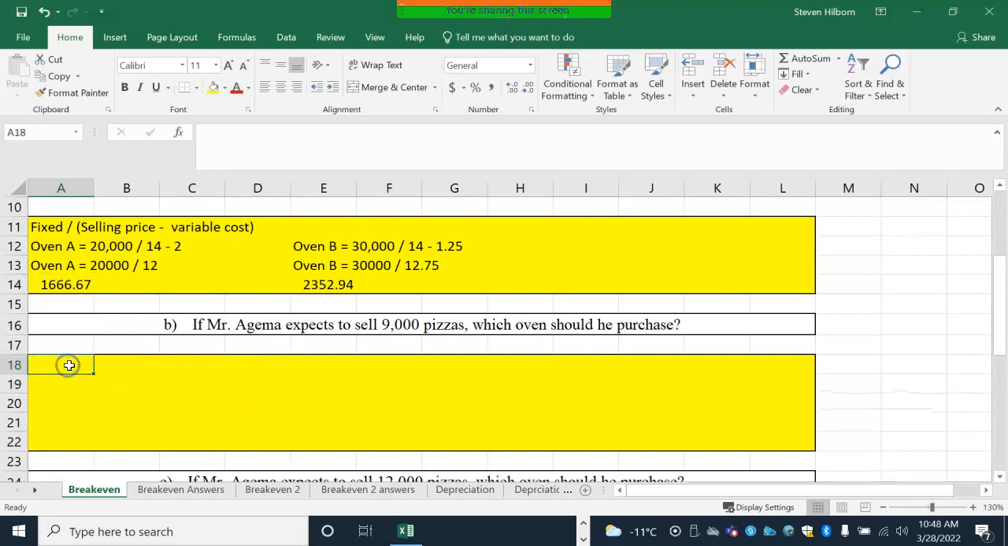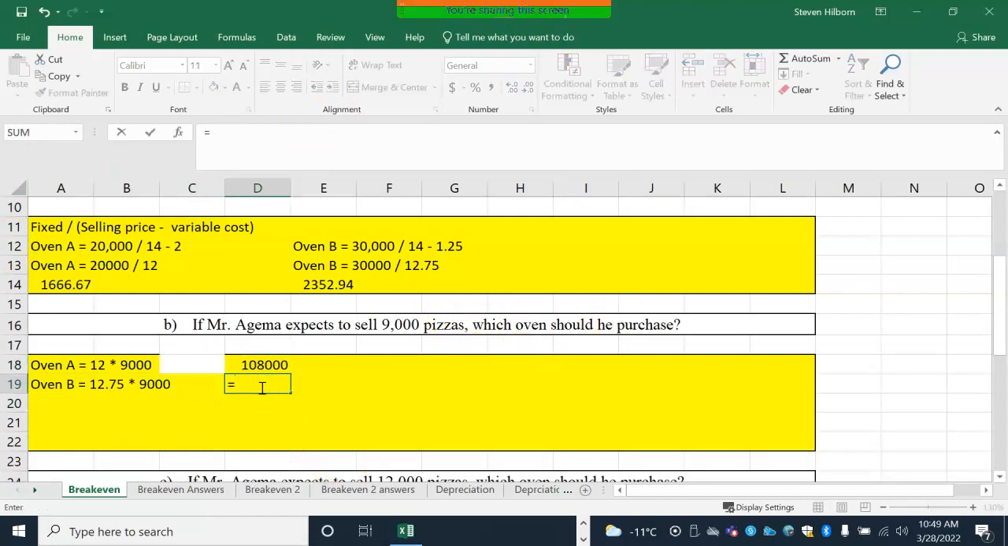So here you're going to start looking at oven A. It's basically 12 times, so that's $12 a pizza is what we're selling it for after our variable cost. And then we're going to times it by 9,000. And that will equal $108,000. For oven B, it's 12.75 times 9,000. Let me just move this so it's the same thing. I'm going to go 12.75 times 9,000. And we're going to see the two different amounts.